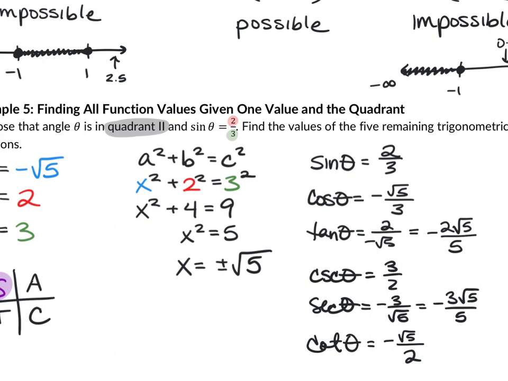I do a quick check at the end. I know it's in quadrant 2, which means the only trig functions that should be positive are sine and cosecant. If we look at all of our answers here, are the only ones that are positive sine and cosecant? Yeah, we have a positive, negative, negative, positive, negative, negative. So we did a double quick check to make sure we realize that only sine and its reciprocal should be positive since it's in quadrant 2.